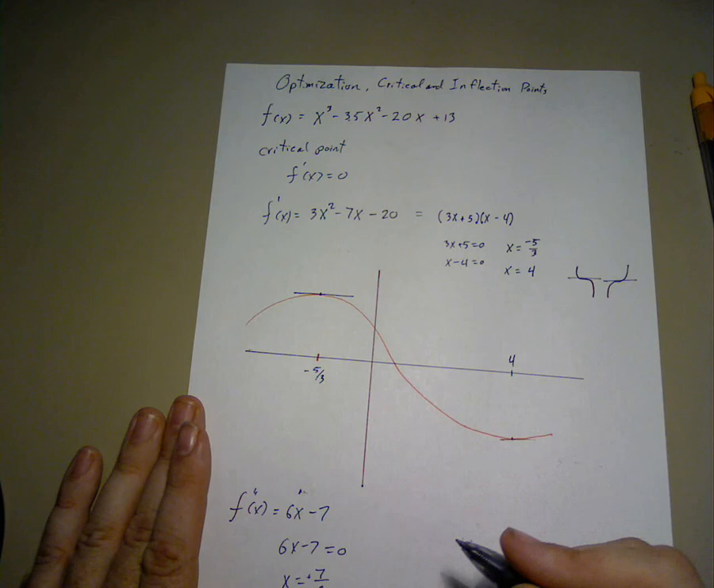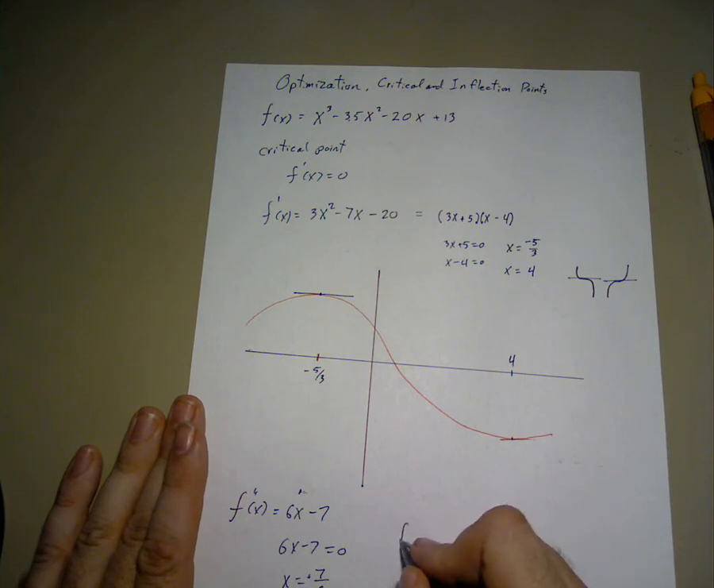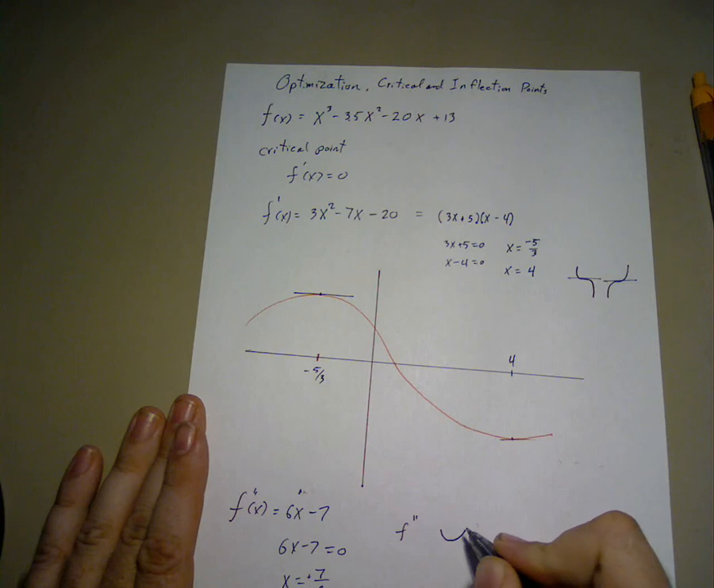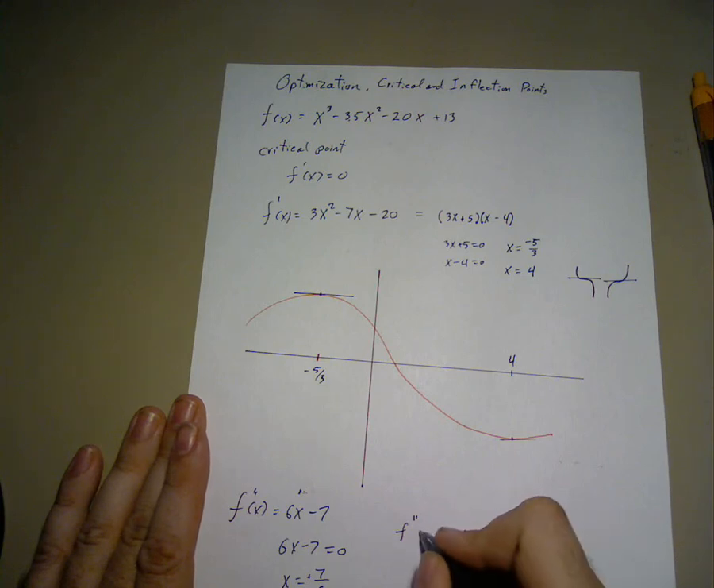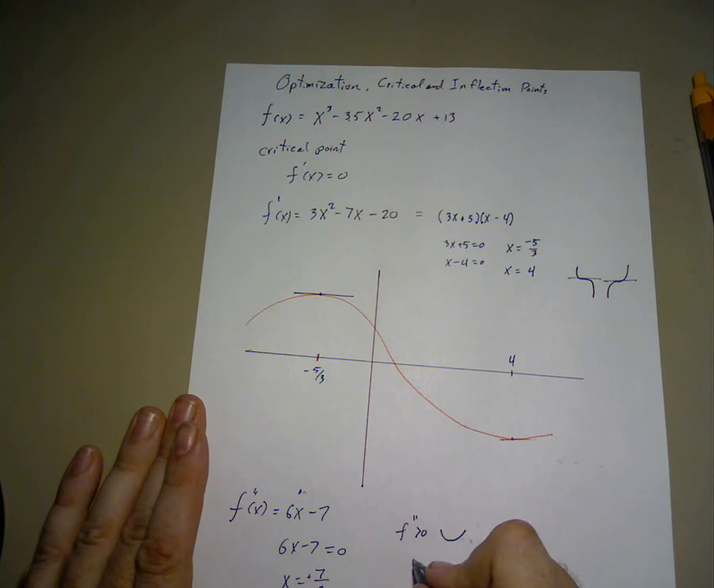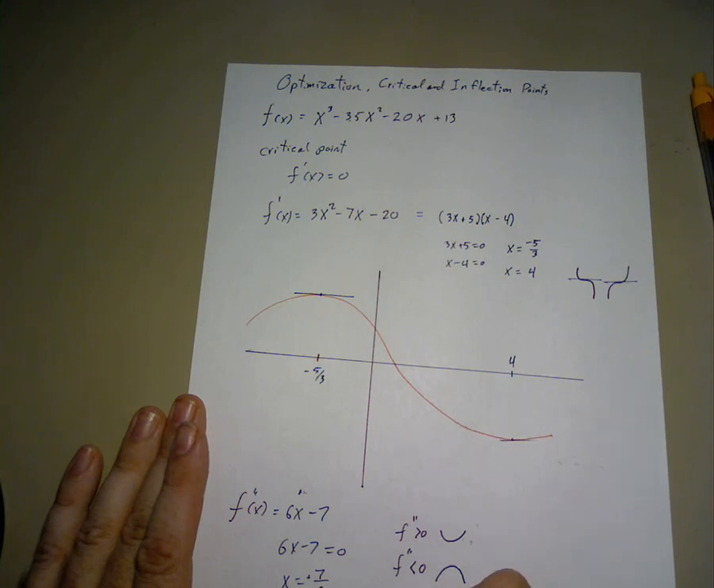Now, a positive second derivative results in a shape that looks like this. This is when it is greater than 0. When the second derivative is less than 0, you have a mountain type shape. And when it does equal 0, you get a saddle point.